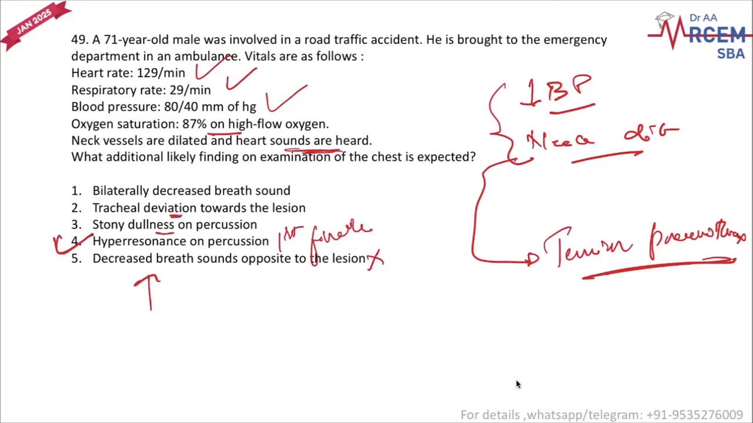Trachea deviated towards the lesion. No, trachea is deviated opposite to the lesion, not towards, opposite. Bilateral decreased breath sounds. No, breath sounds are decreased only towards the lesion. So the right answer is the fourth one. And remember, the earliest sign to appear is the hyperresonance on percussion.